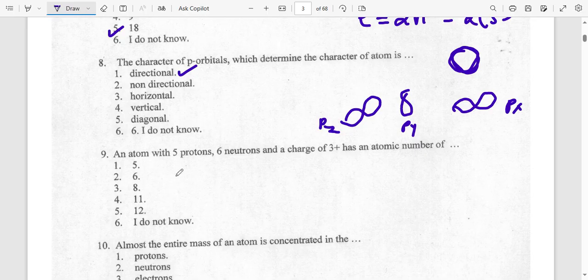An atom with 5 protons, 6 neutrons, and with a charge of 3 has an atomic number of. They've even told us already that atomic number is the number of protons, and you've been told 5 protons. So that's the answer.